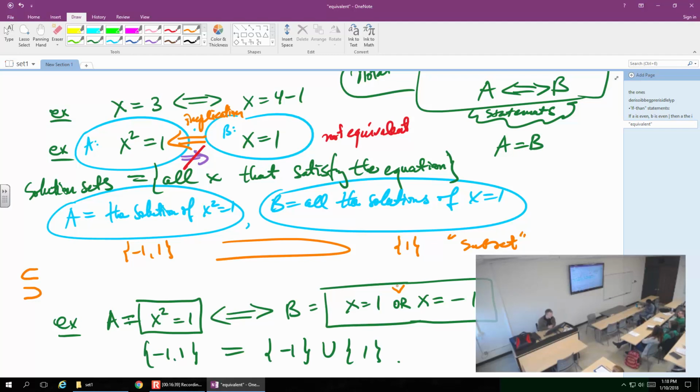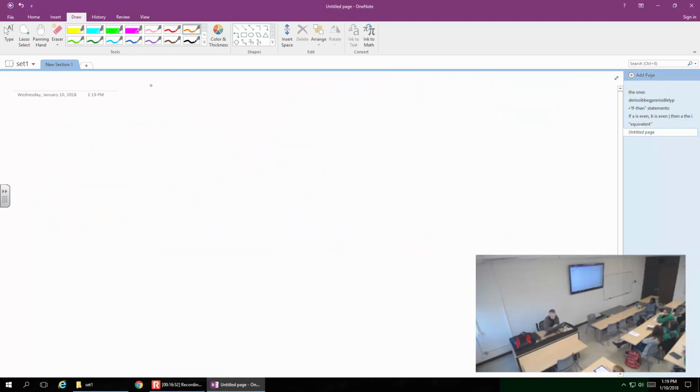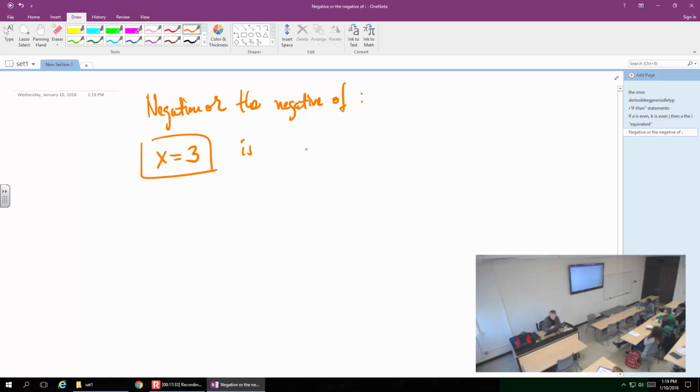Negation is another operation on statements. As far as equations such as these are concerned, it's very easy. What is the negation of x equals 3? X equals negative 3? No. Negation, or the negative of. Remember, yesterday we talked about the universe. It's like a statement: there's the universe of statements, and you pick one of them. The negation is the rest of the statements. The negative of x equal 3 is simpler than you think. It's just not equal to 3, that's all.